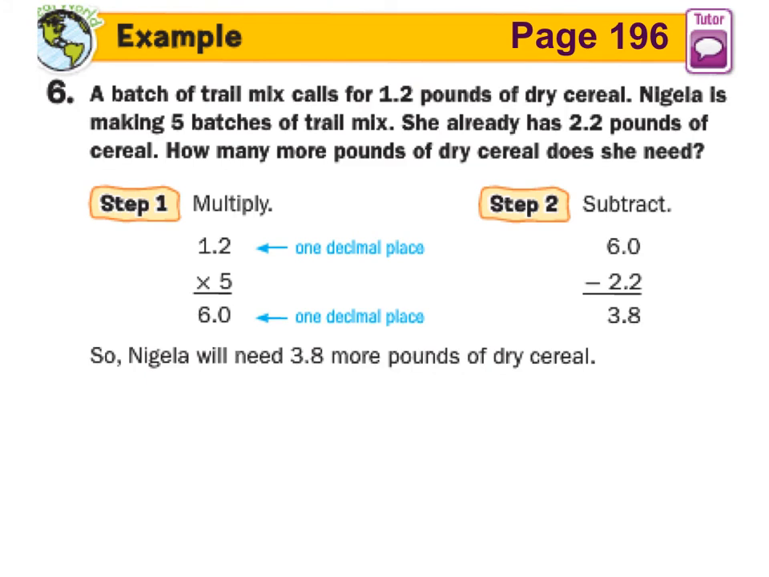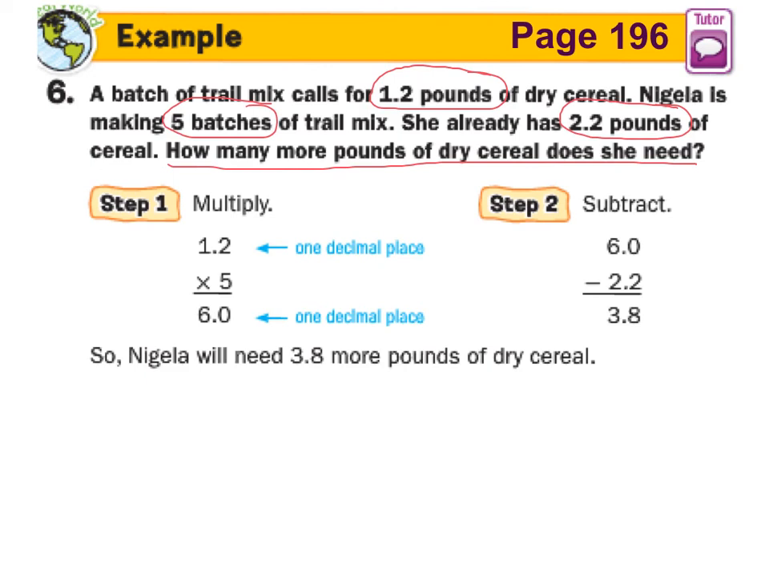So a story problem. A batch of trail mix calls for 1.2 pounds of dry cereal. Nigella is making 5 batches of that trail mix. She already has 2.2 pounds of cereal. How many more pounds of dry cereal will she need? So first we need to find our grand total. This one has 2 steps.